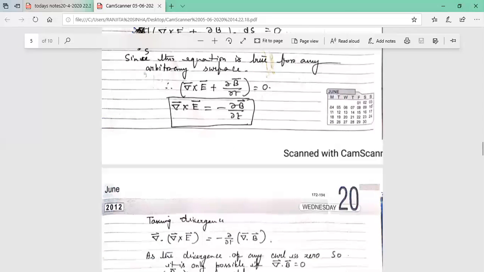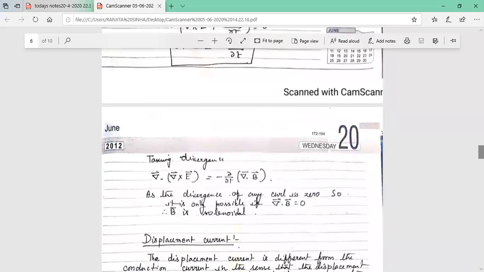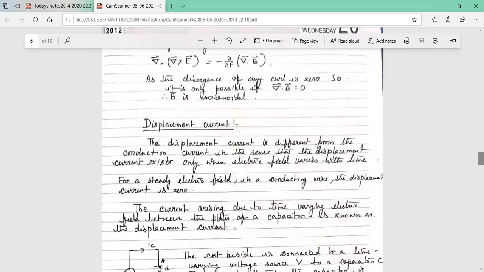Now here, as the divergence of any curl is 0, the divergence of curl of E is 0. So this portion is 0, and so it is only possible if divergence of B equals 0. From there we can prove B is solenoidal in nature. Magnetic field is a divergence-less quantity.